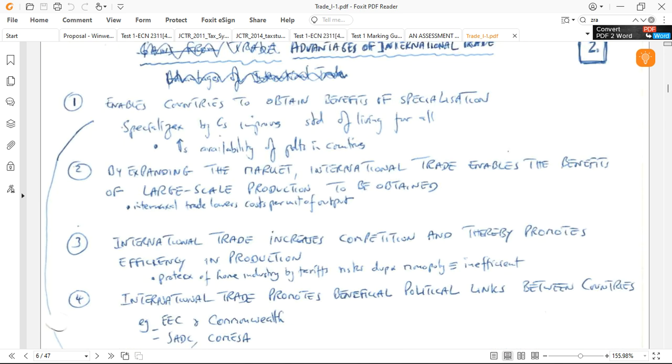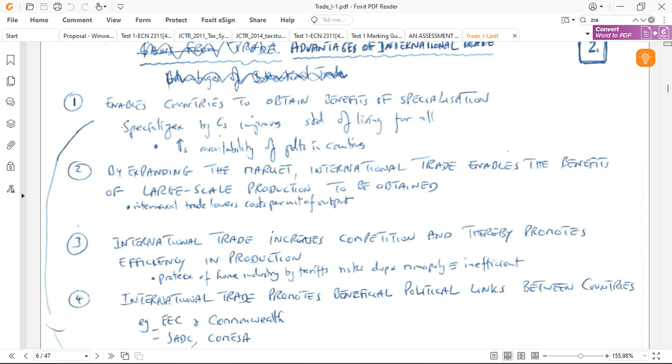So quickly, let's look at the advantages of engaging in trade. Okay, what are some of the advantages of engaging in trade? So I'm sure by now you guys understand specialization. Specialization is just a situation where you identify that I'm good at this particular thing, and then you put all your resources, all your effort in the production of that particular thing. In short, you're going to specialize, right?